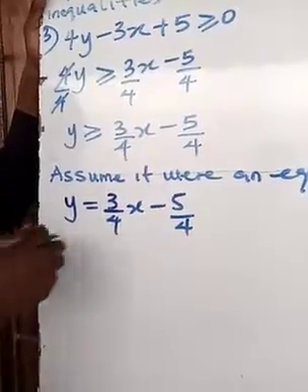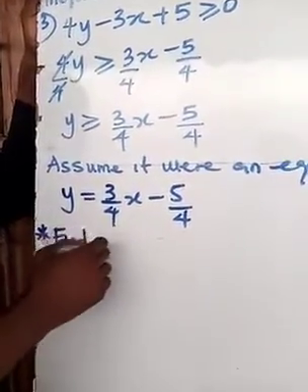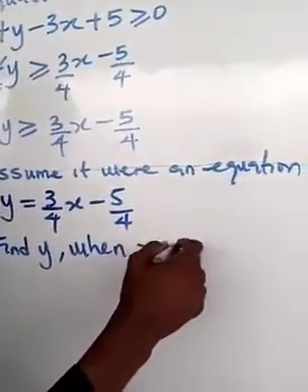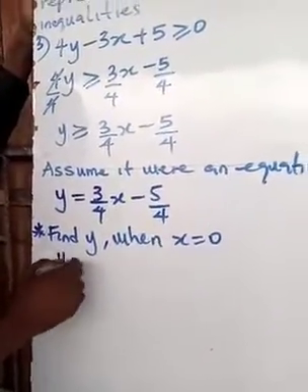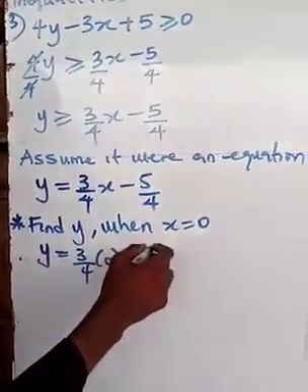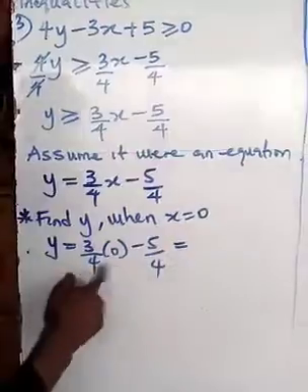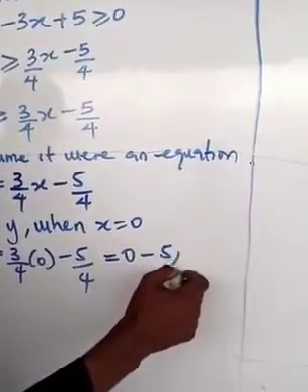So you now look for y when x is 0 as usual. So find y when x equals to 0. So it means anywhere we see x we put 0. So this is y equals to 3 over 4 times 0 minus 5 over 4. So this is 3 over 4 times 0, that's 0, minus 5 over 4.